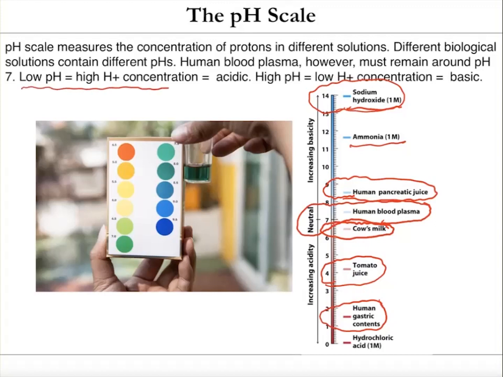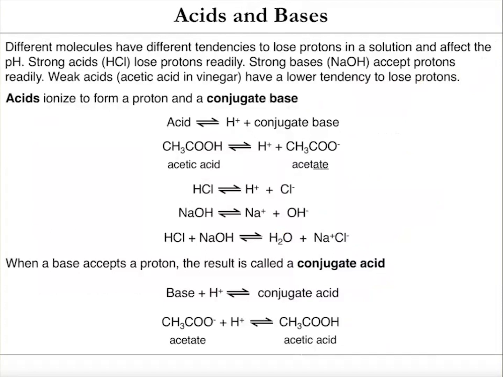So at low pH, there's a high proton concentration, and at a high pH, there's a low proton concentration, and that would be considered basic. And so this comes into play when we're talking about acids and bases. So some molecules are acidic and some molecules are basic. Some molecules will tend to lose their proton and put the proton into the solution, thus increasing the acidity. And some molecules will accept protons from the solution, which would take protons out of the solution, making it more basic.